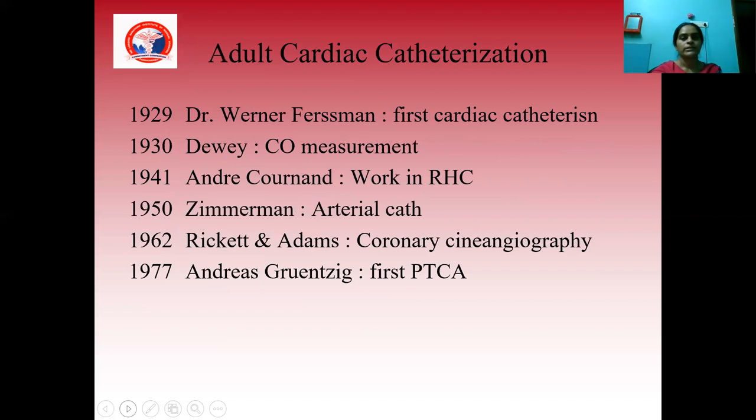Adult cardiac catheterization was first developed in 1929 by Forssmann, cardiac output measurement in 1941 by Cournand, and right heart catheterization by Richards. Zimmerman in 1950 did arterial catheterization, and in 1962 Rickets and Abrams did pulmonary angiography. The first PTCA was done by Andreas Gruentzig.